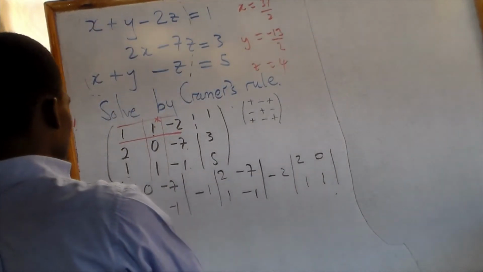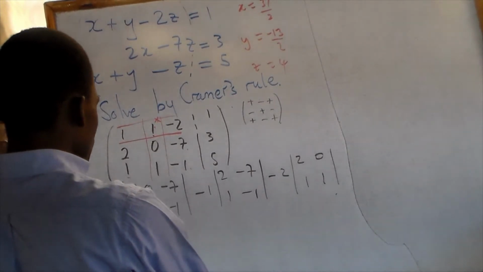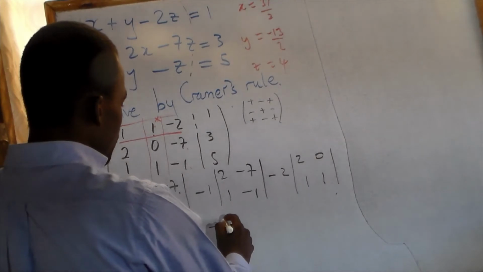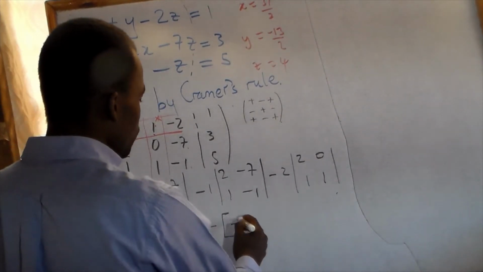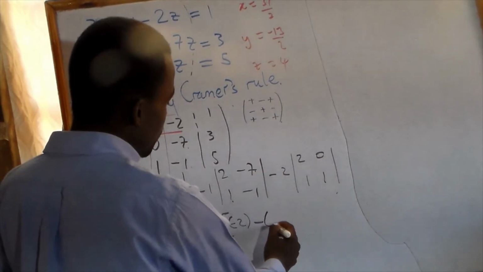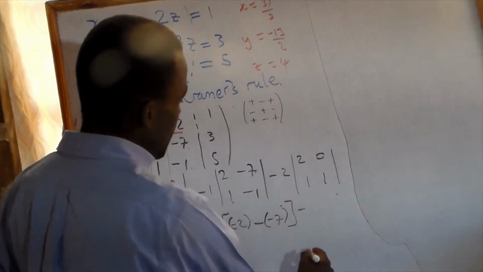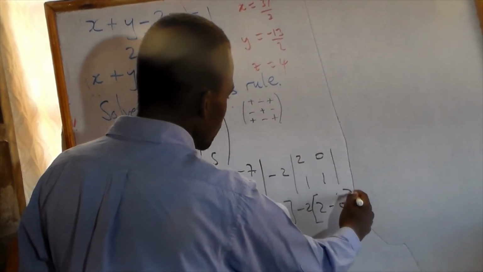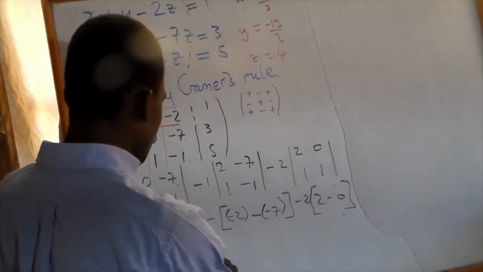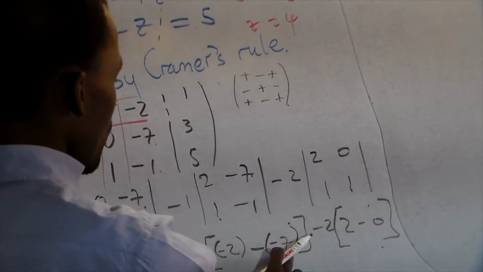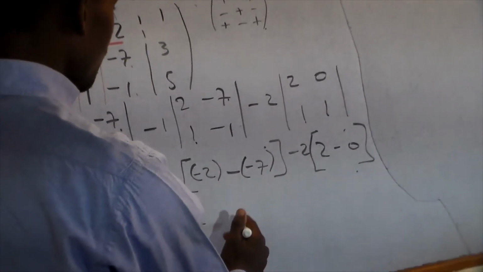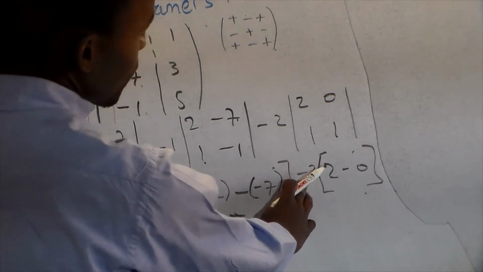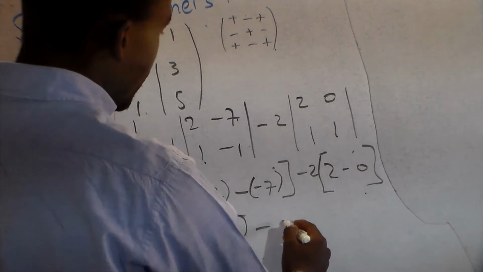Working through these, we say 0 times minus 1 is 0. Minus 1 times minus 7 is 7. Minus 2 times minus 1, minus 2; minus 1 times minus 7, 7. Then 2 times 1 is 2, 1 times 0 is 0. So here we have a 7 minus 2 plus 7, we get a positive 5. Then here we have minus 2 times this 2, we get a negative 4.